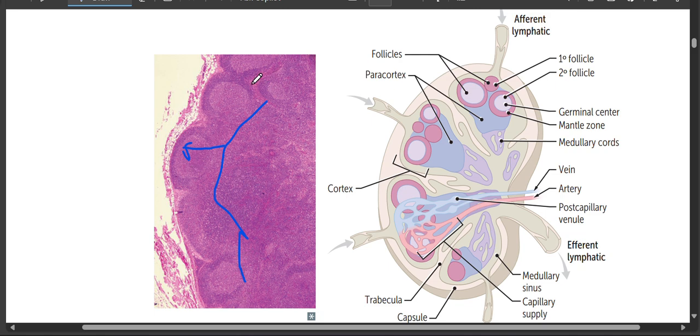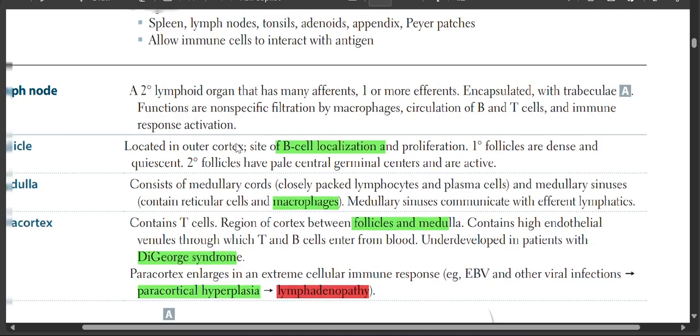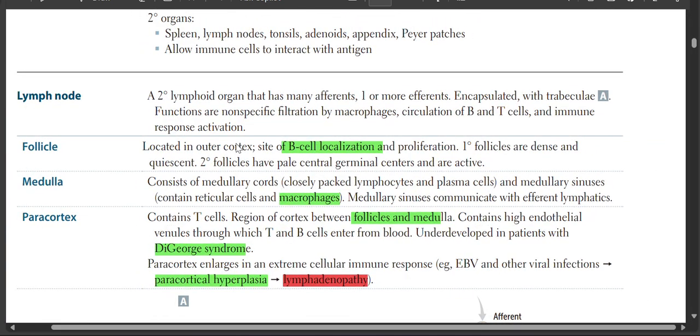So the paracortex has T cells. Now, when those T cells multiply very rapidly, they can lead to paracortical hyperplasia, and that will increase the size of the lymph node, and that is what will be called lymphadenopathy. So, any questions with the organization of the lymph node and the lymphoid organs?